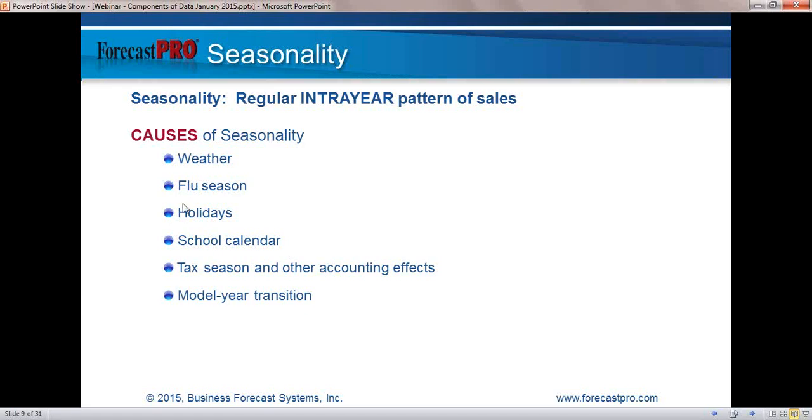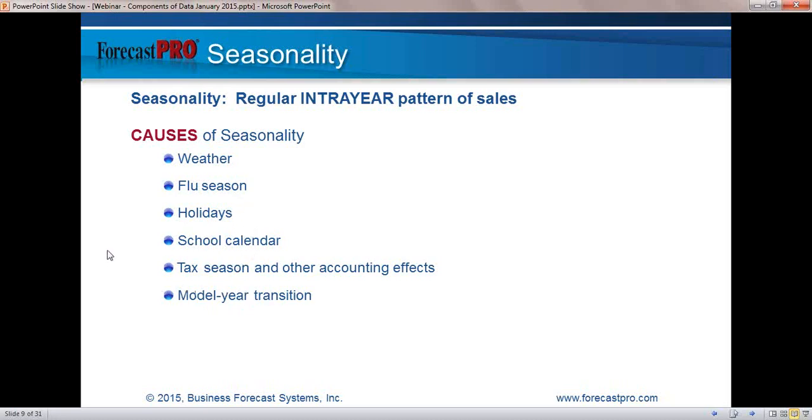The first two examples here, the weather and the flu season, are examples of what I call non-calendar-based seasonal patterns. In other words, there are times a year where it gets colder or hotter, and that may drive our sales. And there are times a year where maybe it's the flu season or maybe it's hay fever or whatever it happens to be. And they occur roughly the same time every year, but not necessarily always the same month or the same week. The other ones on our list, things like holidays, the school calendar, tax season, the end of the model year, if we're doing, say, automobile sales, these are things that are more calendar-based.